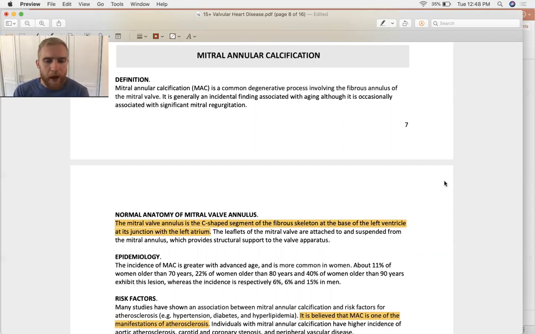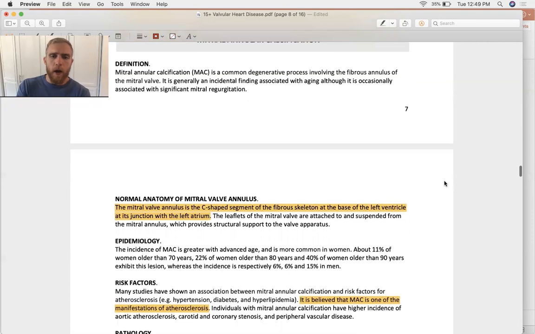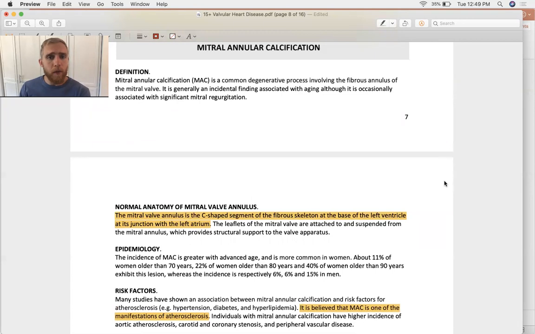And so the mitral valve is surrounded by an annulus. And if you don't know what the valve annulus is, then you should Google it and look at a picture of it. It's essentially the skeleton of the heart, right? And so a calcification of the mitral annulus is going to be a calcification not of the valves themselves, but of the ring around the valves.